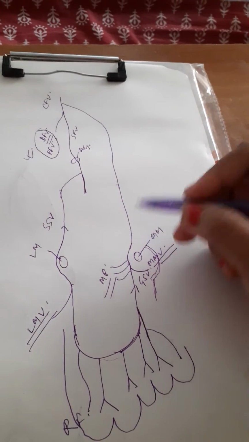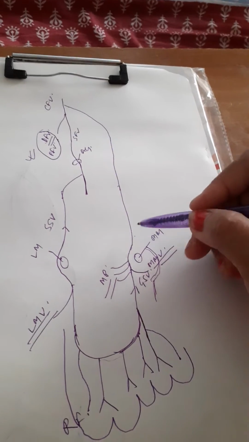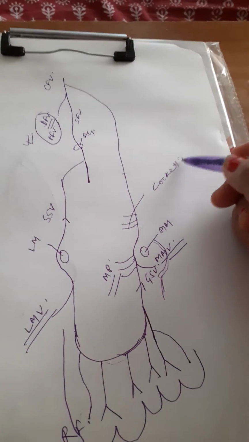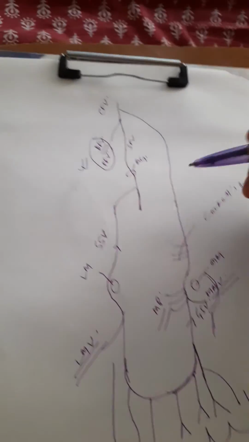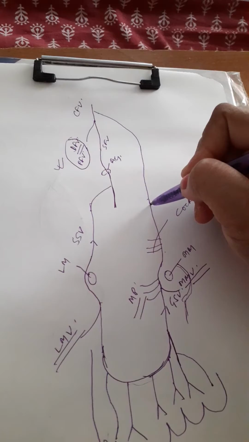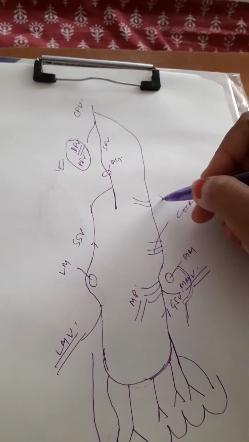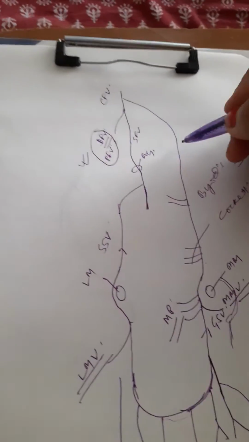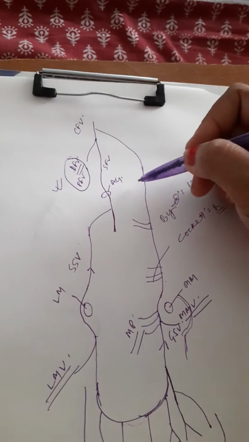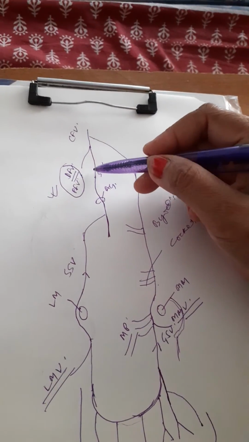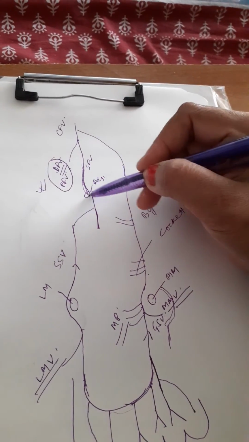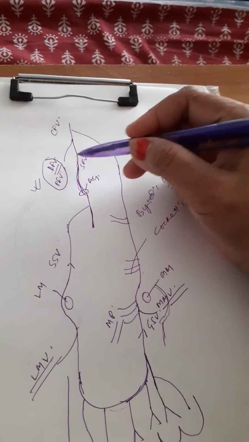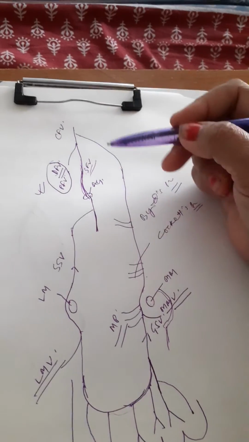Just above, in the lower one third of the leg, there is Cockett's perforator. Cockett's perforator. At the level of the popliteal fossa, there is Boyer's perforator. At the level of the subsartorial canal, this is the superficial femoral vein passing through the subsartorial canal, and it accompanies the superficial femoral artery.